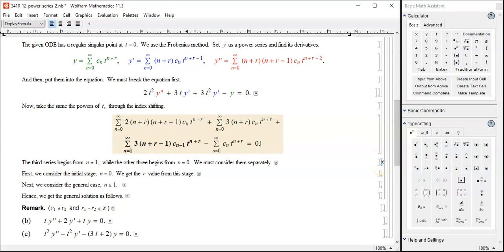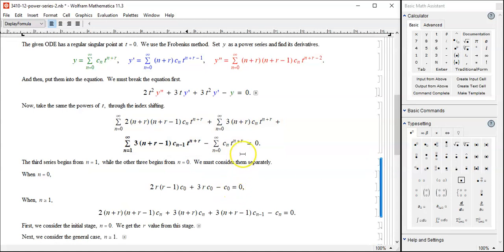And when n is greater than or equal to 1, all four series contribute. Let's consider the n equals 0 case first, and from there, we'll end up identifying the r value. Here we go. Plug in n equals 0.